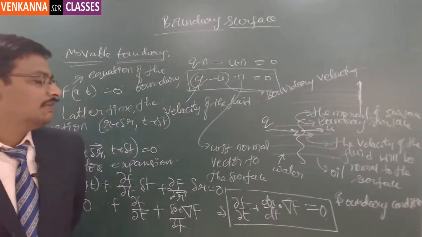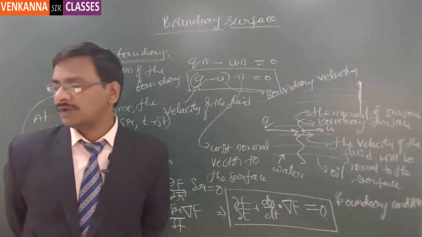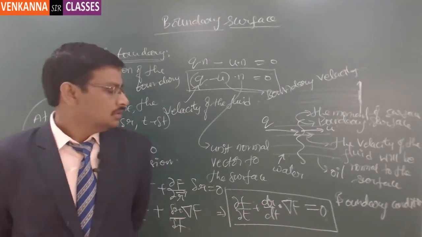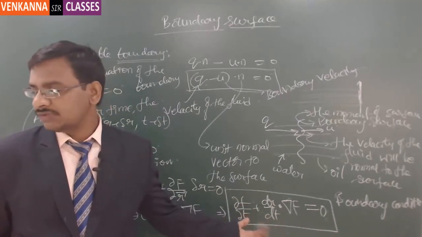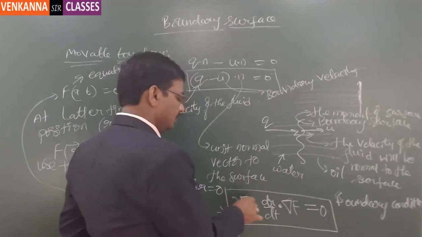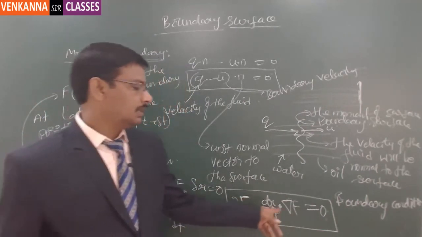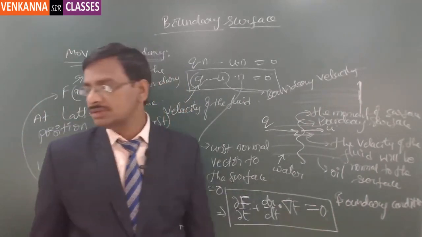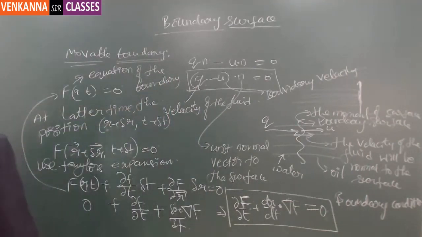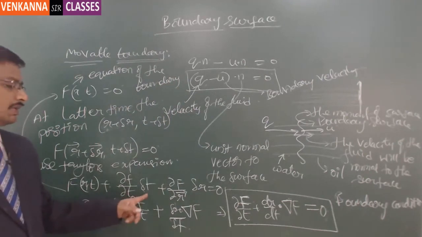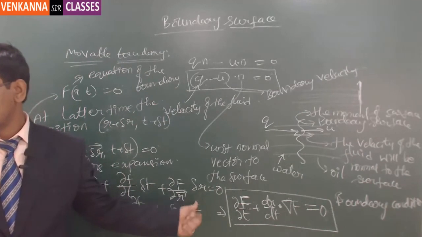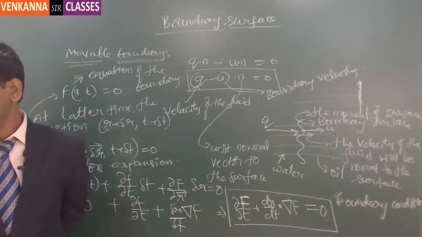So if you are given a surface, and you want to identify whether it is a possible liquid surface or not, this is the condition that needs to be satisfied. ∂F/∂t plus dr/dt dot ∇F is equal to 0. Got it? How dr/dt? See this, I have divided the entire equation by Δt, so this Δt is coming in the denominator here. Understood, Samrin?